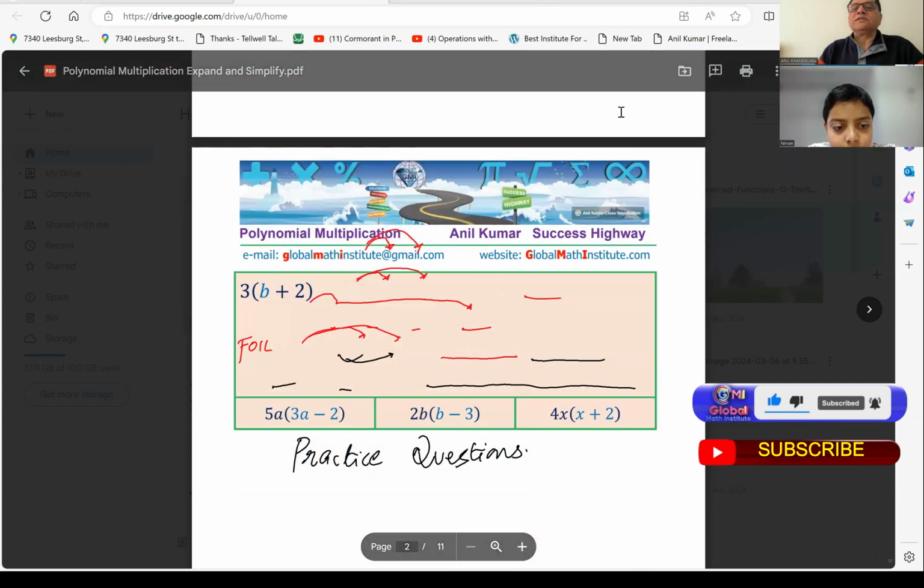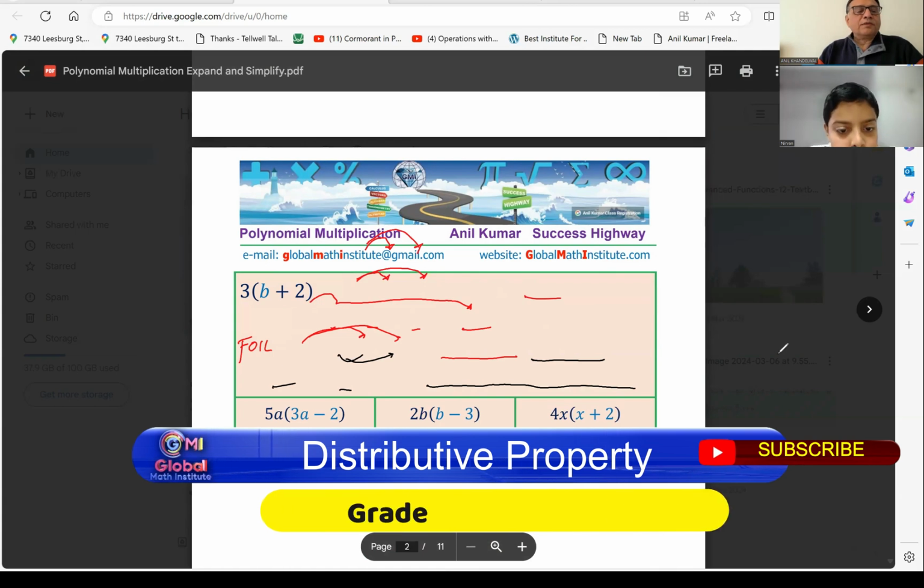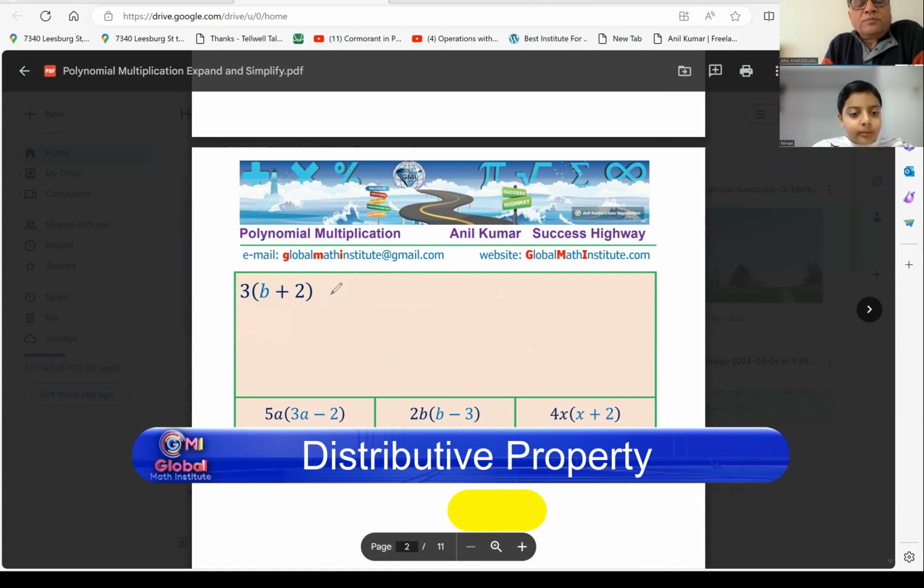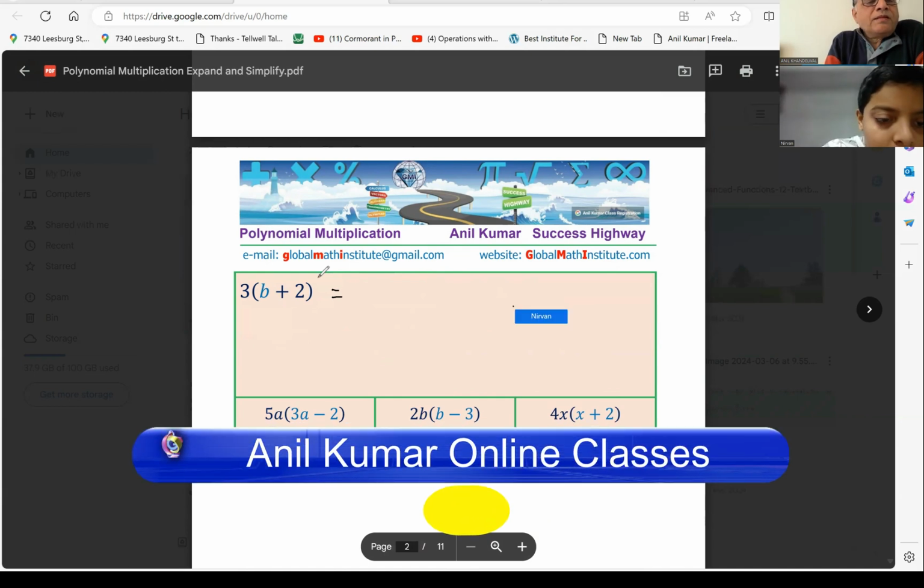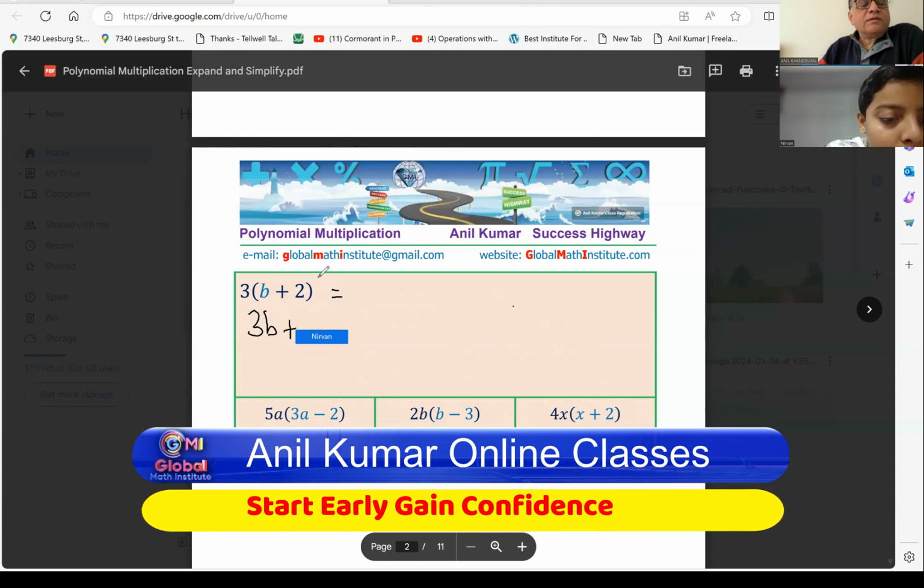Okay, so let me erase this. Correct. So, we'll begin with very simple operations. Nirvan, can you do what is this? 3 times b plus 2 is equal to what? Yeah. So 3 times b would be 3b, plus 3 times 2, 6. Correct. So, that is very simple.